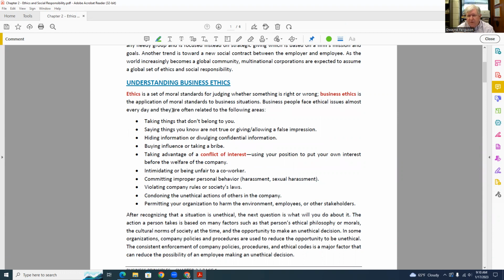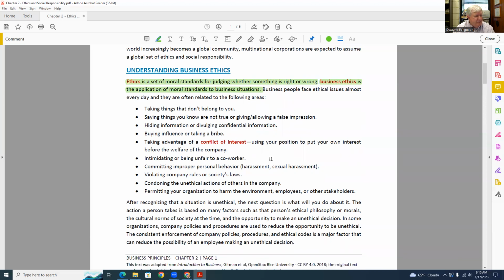So anyway, I give you a definition here of ethics, and all of us have some moral standards that we have developed, usually from our parents or family, or from our work experiences, or from religion. There's a lot of places that you pick up your morals, and then when you apply those to business, of course, you have business ethics. So a set of moral standards for judging whether something is right or wrong, that's your ethics. And then when you apply them to business, that's business ethics. I don't think this is actually given in the textbook, so definitely mark that there.